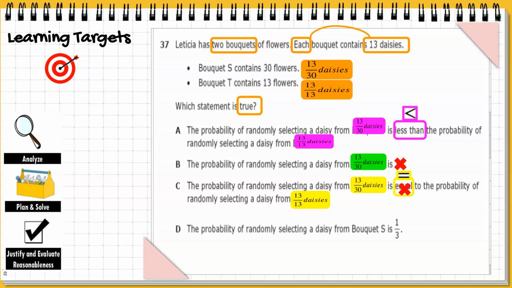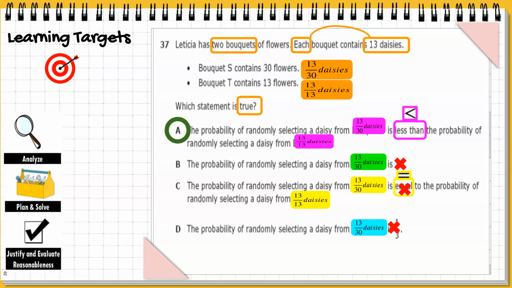Then D, the probability of randomly selecting a daisy from bouquet S is 1/3. Well, let's check out bouquet S. Bouquet S is 13 out of 30. Now, 13 out of 30 does not simplify to 1/3. To get from 30 to 3, I divide it by 10. If I do 13 divided by 10, I would get 1 3/10. So this is not correct. It is not 1/3. So that means if B, C, and D are incorrect or false, then A is my true statement.